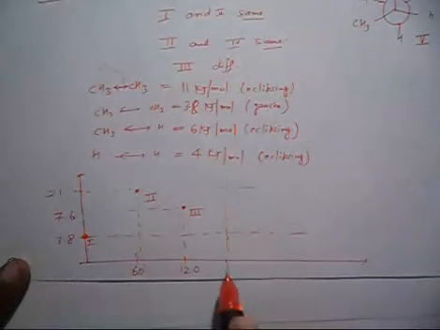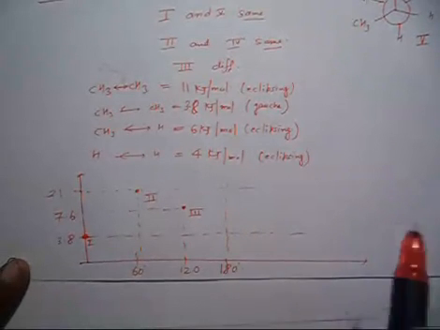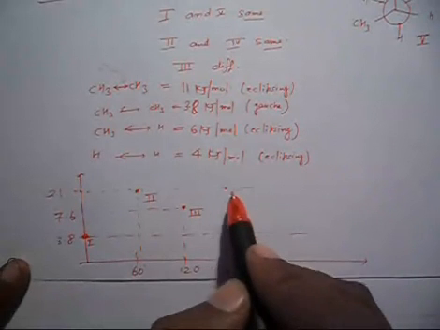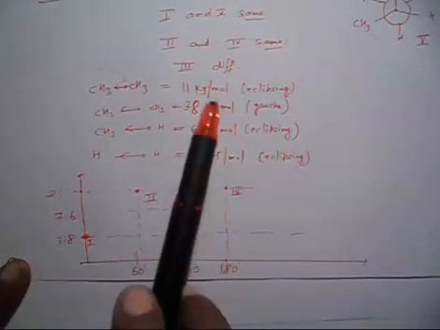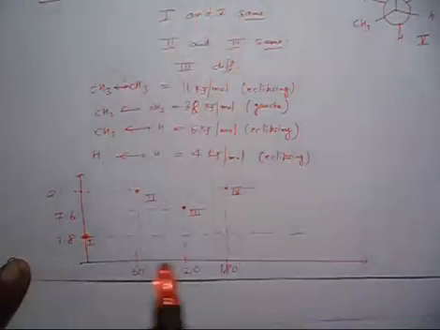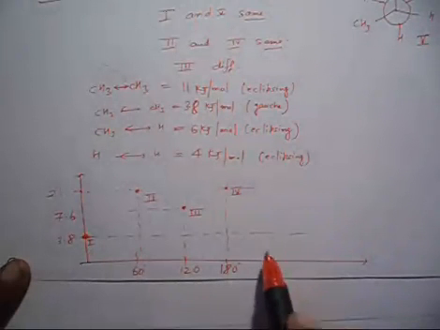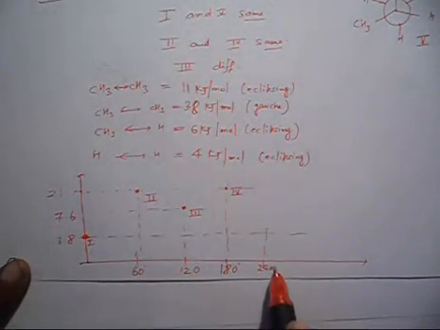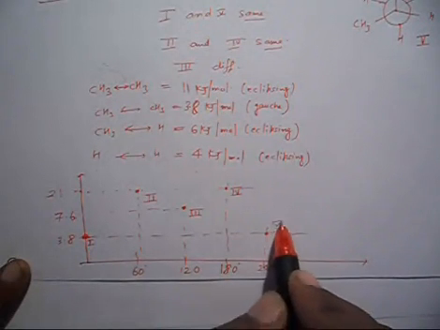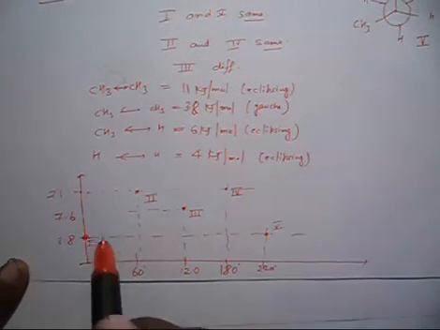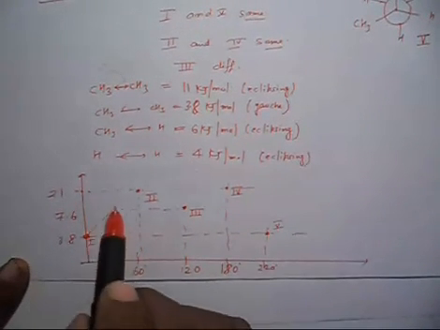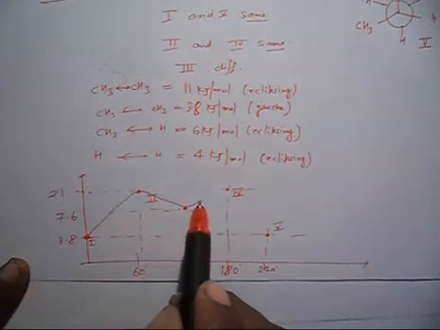So when the angle is 180 degrees, this is my 4. And 5 has the same energy as 1, so 5 will be somewhere here. So when the angle is 240 degrees, 5 is somewhere here. Now if I join these lines, I will get a plot of this kind.